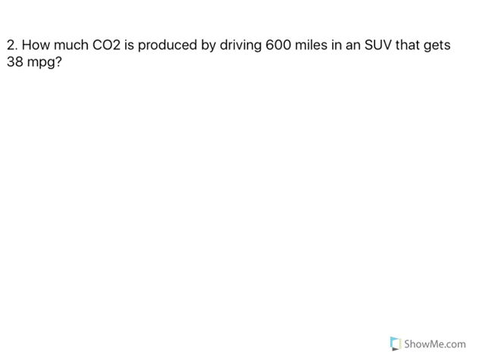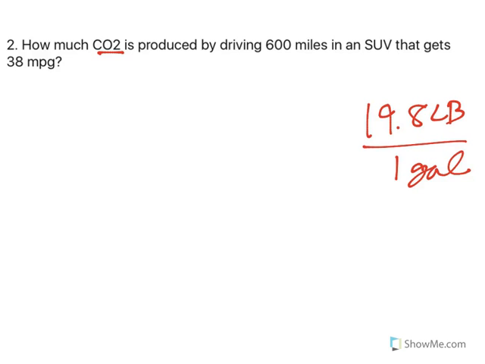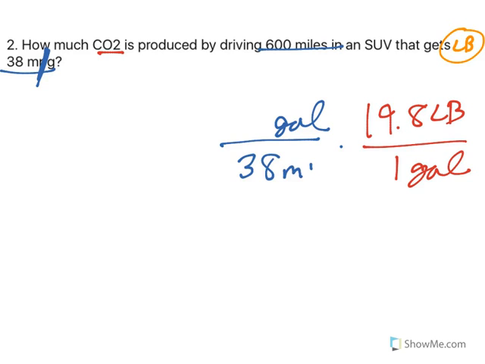Number 2. How much CO2 is produced by driving 600 miles in an SUV that gets 38 miles per gallon? Well, again, CO2, we're talking about cars and gas, so that triggers 19.8 pounds per 1 gallon of gas. And again, we want our final answer in pounds, meaning get rid of gallons. So gallons is going to go on the top. I have 600 miles here, 38 miles per gallon. Remember, per is that division sign. So 38 miles per 1 gallon.